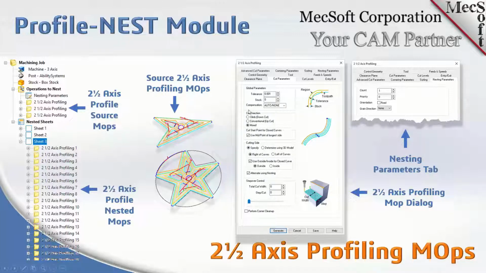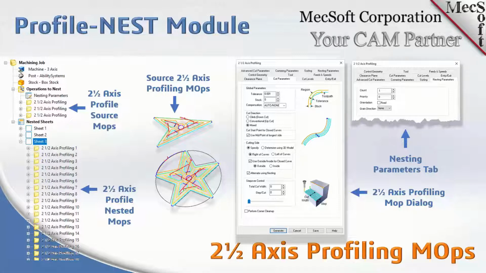Then you have the standard cut direction options: climb, conventional, or mixed. And then you have options here to control where the cutting is going to start. You can have it automatically start at the longest side of your geometry, or you can specify how it's going to start. And then also you have side step over control in profile nesting.